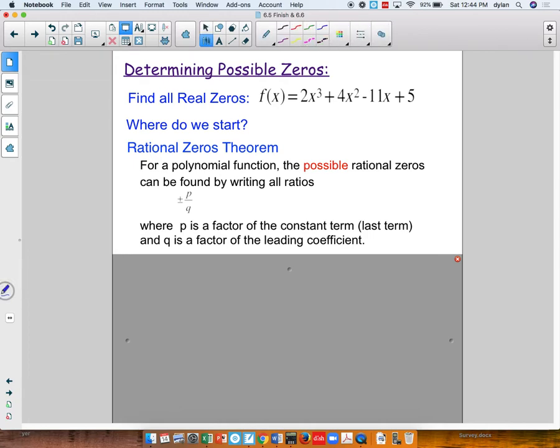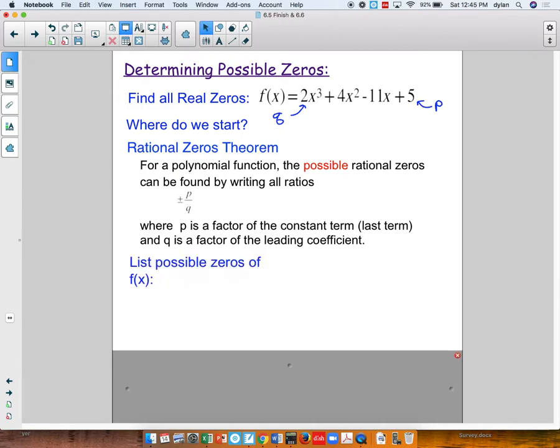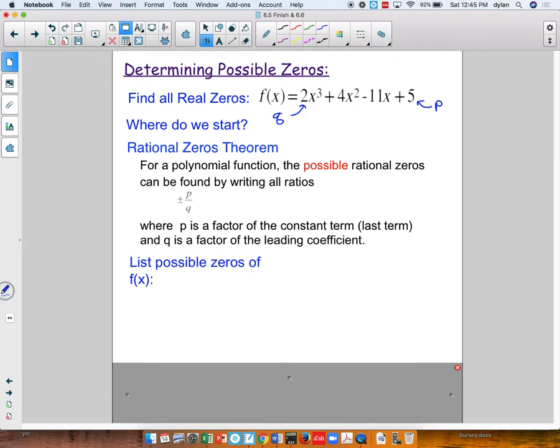So, for example, if we look at our example up here, the f of x example, the p value is 5 because that's the constant term, and the q value is 2 because that's the leading coefficient. And so if we wanted to use this plus or minus p over q technique to list all the possible zeros of f of x, and this is not all the zeros, it's just the possibilities for us to guess from, what we're going to do is look at the factors.